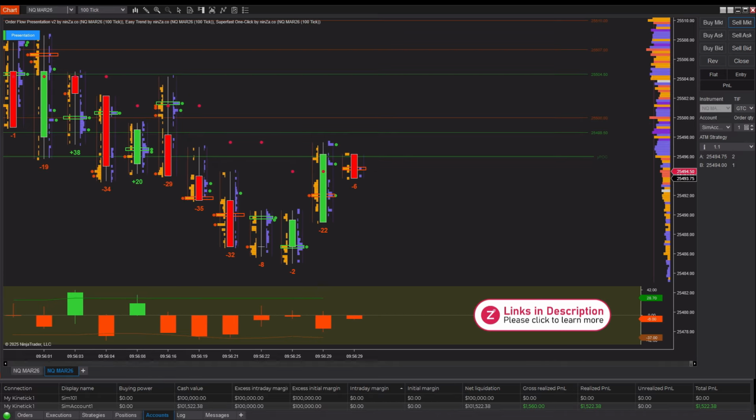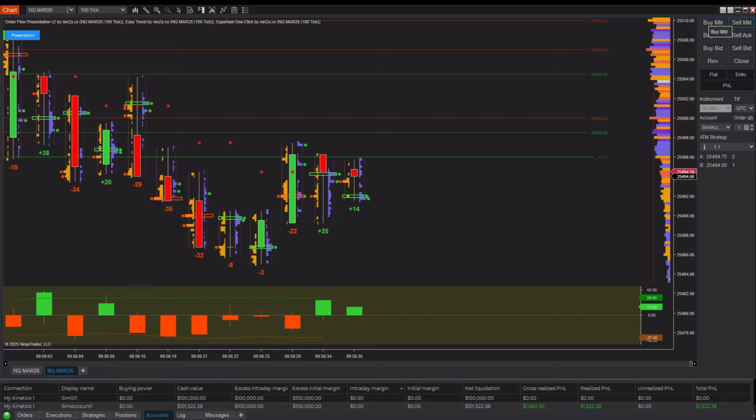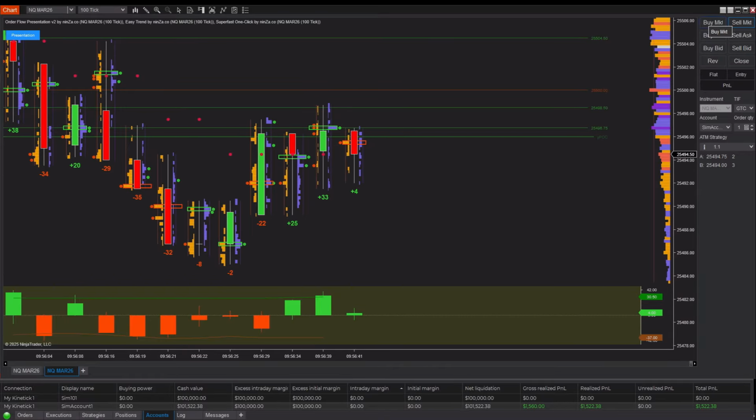Throughout the session, I rely on only 1 or 2 repeating entry setups, using order flow signals to time them precisely. I hope this real-time trading session, not a playback, helps you understand order flow better and improves your trading performance. Wishing you more confidence and success in your future trades.